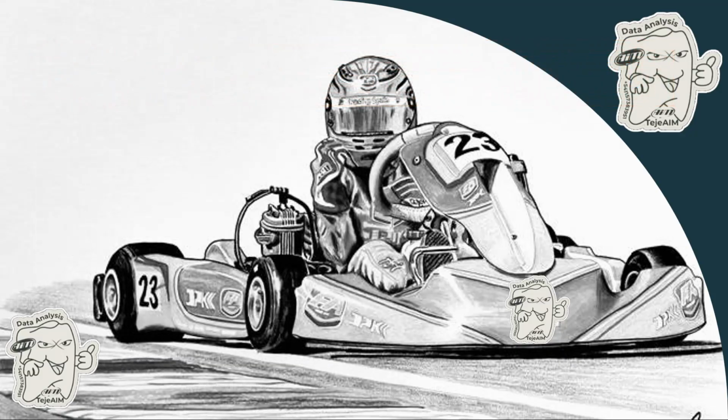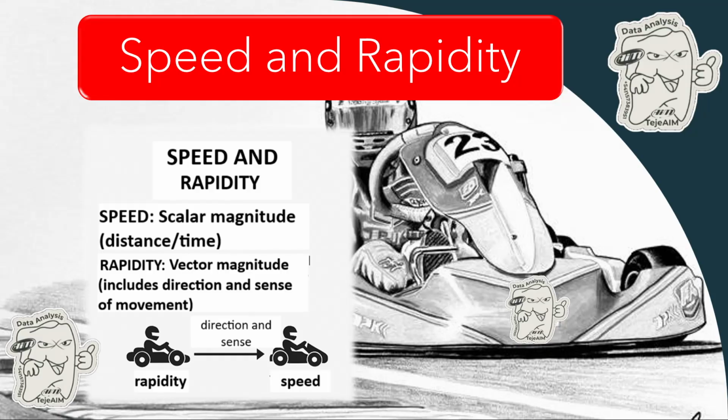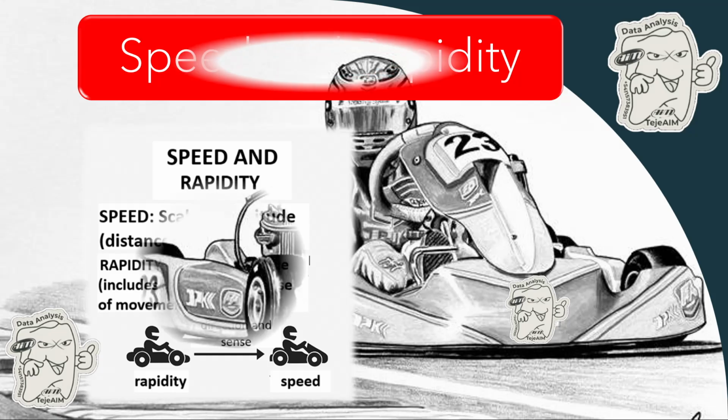Speed. Scalar magnitude that indicates how fast the kart is moving: distance over time. Velocity. Vector magnitude that, in addition to speed, includes the direction and sense of movement.